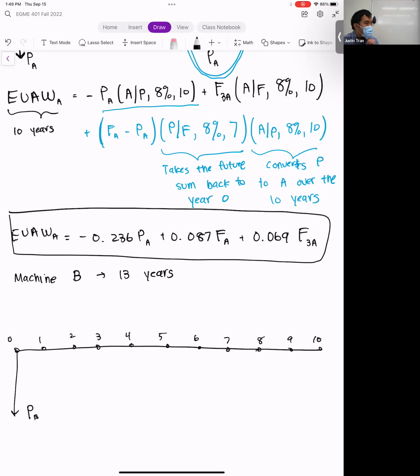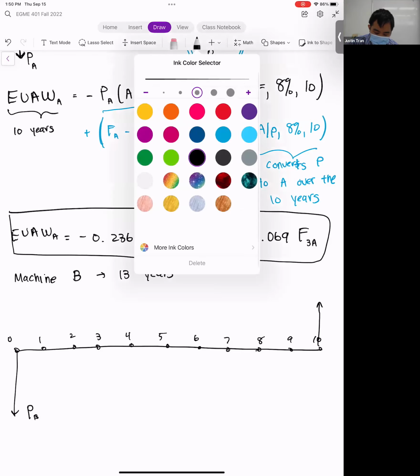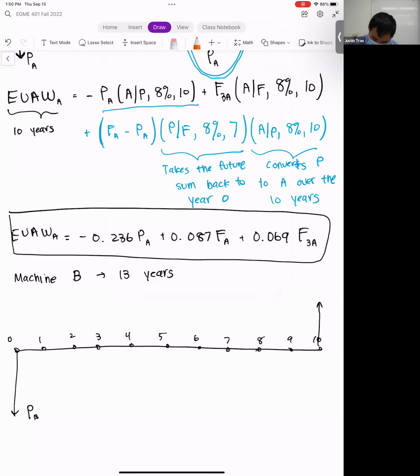For machine B, we have its initial cost, which was P sub B, which we don't know. And then finally, we have the salvage value. For machine B, we're only given the end of life salvage value, so even if we use it for the 10 years, this here is technically an early salvage value. We'll call this F10B, because we're salvaging machine B after 10 years of use.